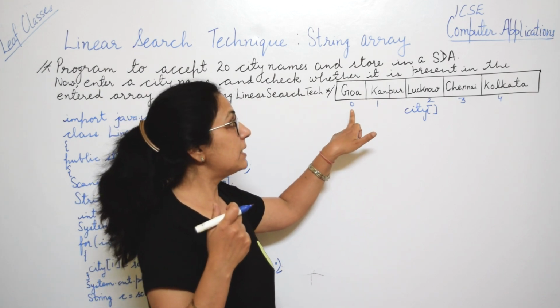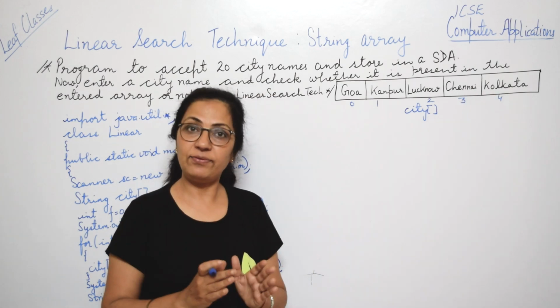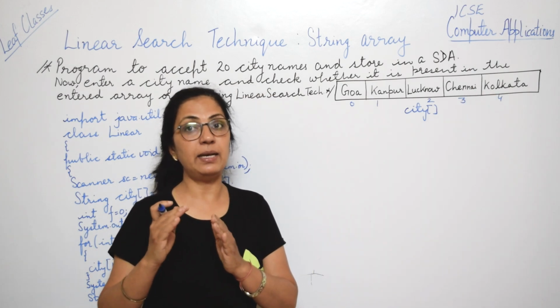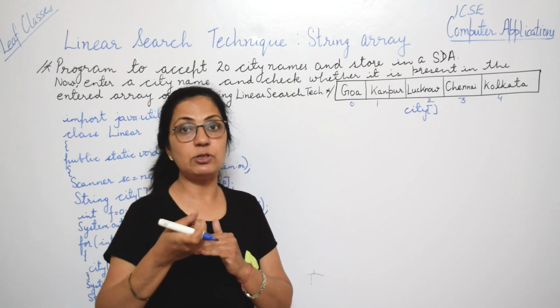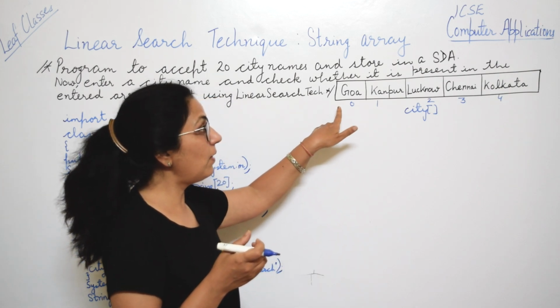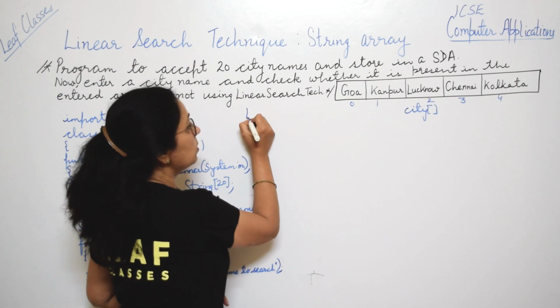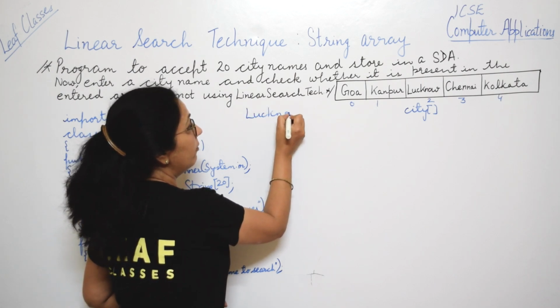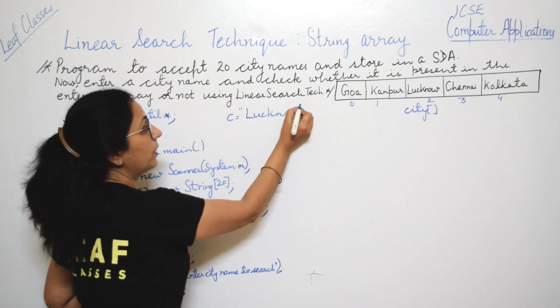This array name is city and this is the 0th index number, 1st index number, 2nd, 3rd, 4th. I have stored 5 elements, but as per the question, you will be taking size 20. So this is city[0], city[1], city[2], city[3], city[4], like that. We have the array and we have the variable in which we have stored the value of the city which we want to search. Now in the linear search technique, what do we have to do? We have to start searching from here, right? Suppose I want to search Lucknow. The value of variable C is, say, Lucknow, right?